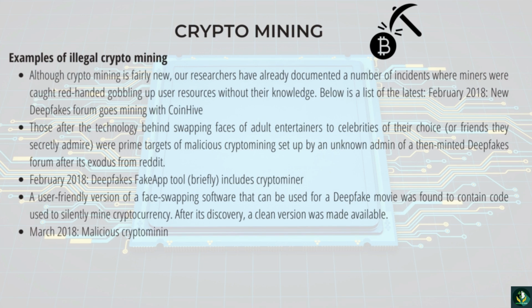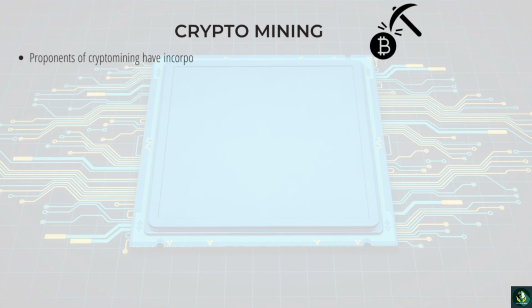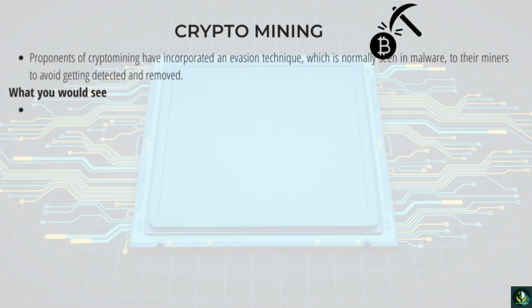March 2018. Malicious crypto mining and their blacklist conundrum. Proponents of crypto mining have incorporated an evasion technique, which is normally seen in malware, to their miners to avoid getting detected and removed. What you would see.